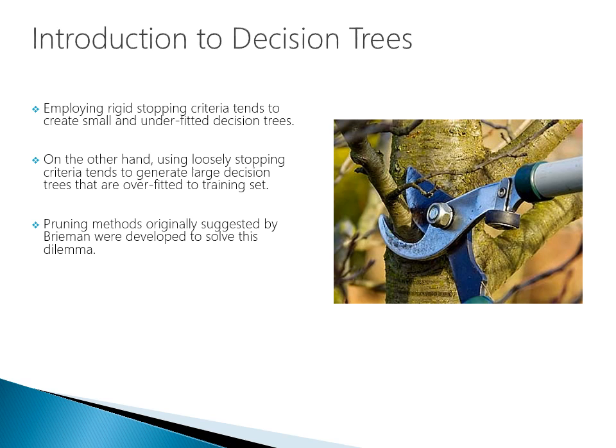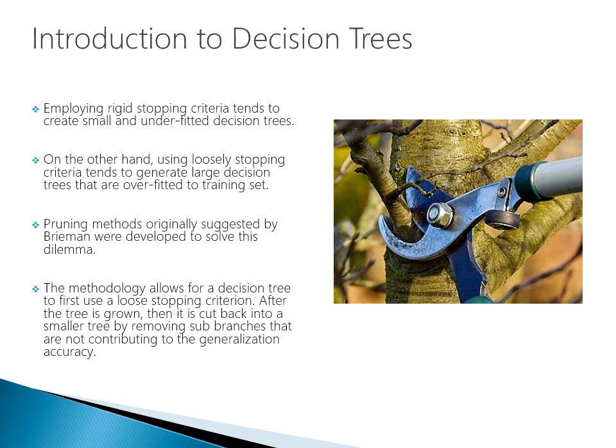To account for this, we have to come up with pruning methods, and there are some methods suggested by Breiman to help solve this dilemma. The basics of this methodology is that you let the tree grow in a kind of wild sense. It grows to a certain point, and then we prune it and cut it back by removing branches in a more systematic way, cutting off those branches that aren't helping the model improve the generalization accuracy.